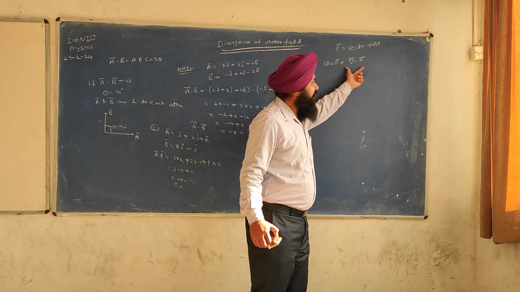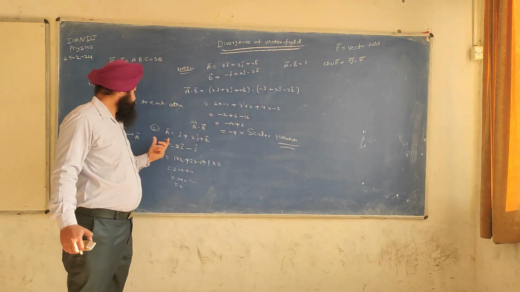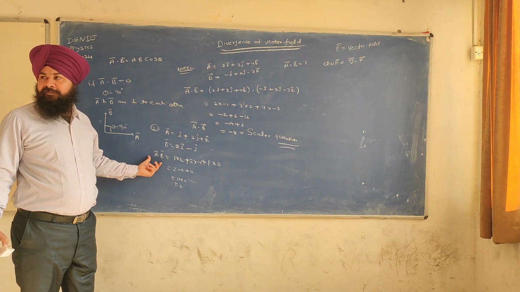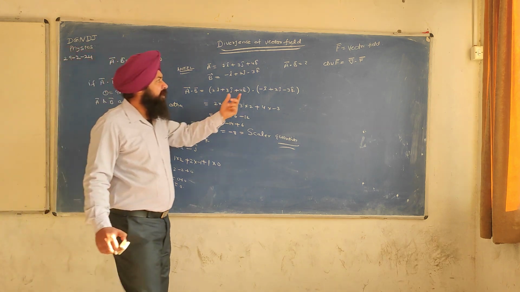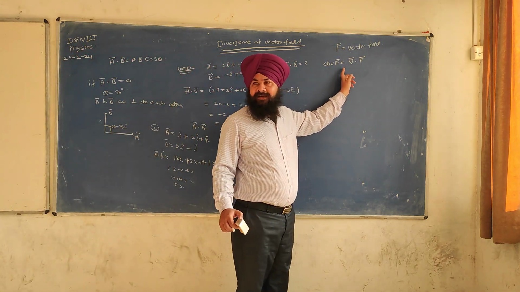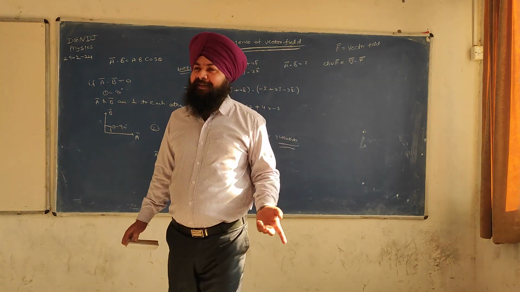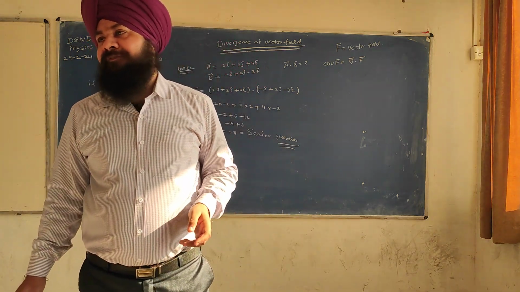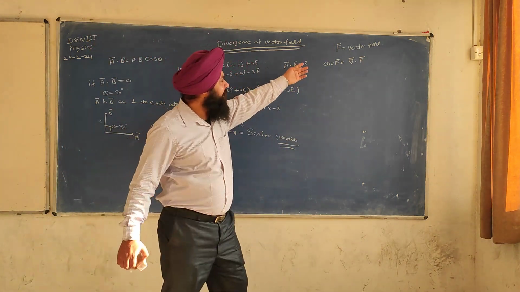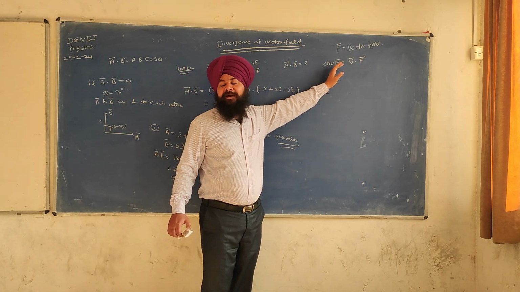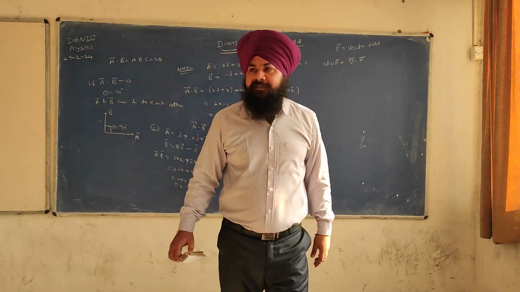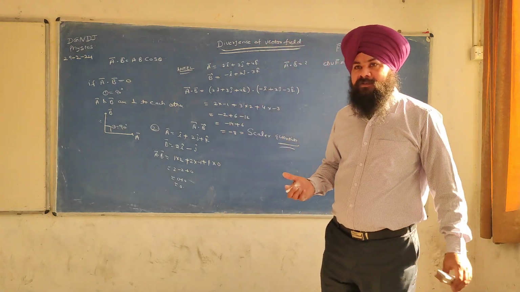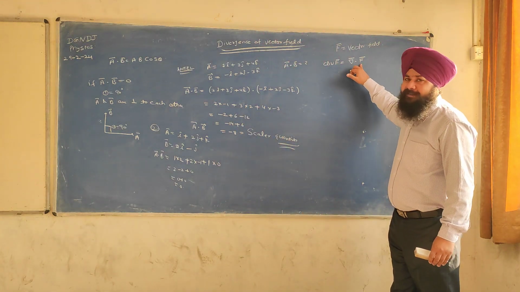Now compare this del dot f with a dot b. We can compare. So it is also a dot product of the del operator and a vector field f vector. You can take any vector field. So I have taken f vector. You can take a vector, you can take b vector, you can take e vector.